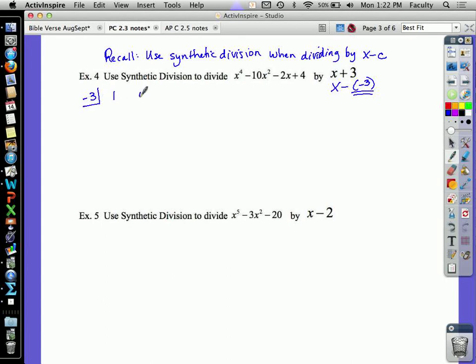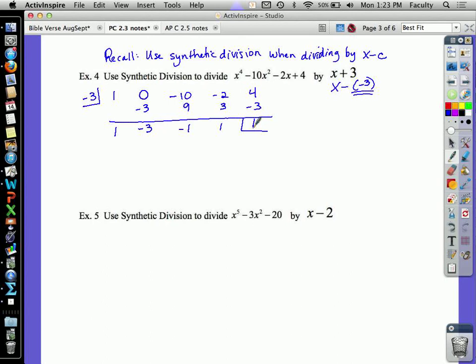I have a 1. Notice I need to insert a 0 because there's no x cubed. Leave a row for numbers, and then you put a box under your constant because that's going to end up being our remainder. So I bring down the first number, and I do negative 3 times 1, negative 3, add the column. Then negative 3 times negative 3 is 9, add the column. Negative 3 times negative 1 is 3, add the column. Negative 3 times 1 is negative 3, add the column.